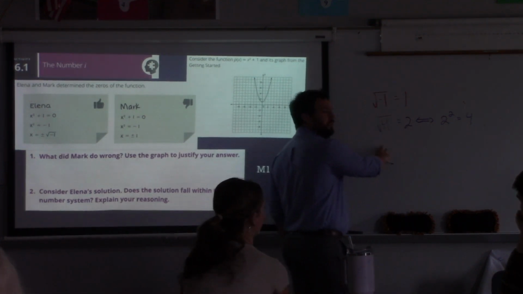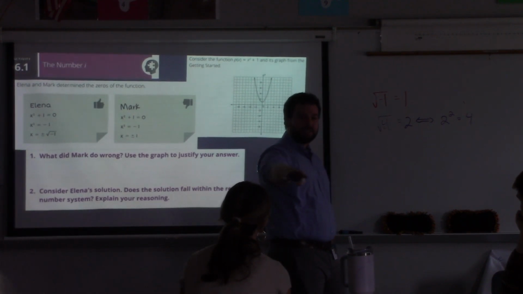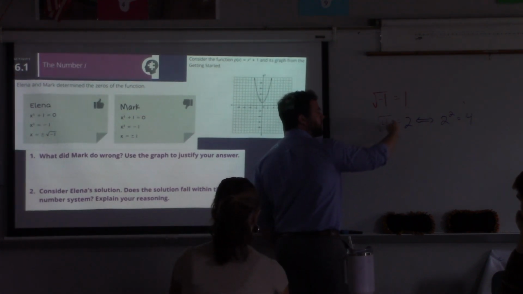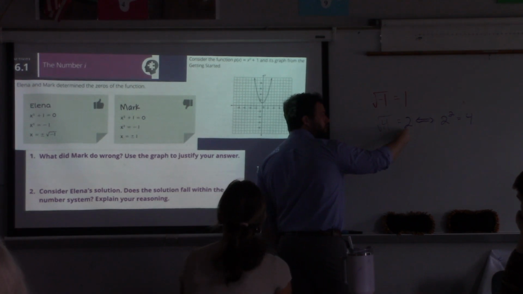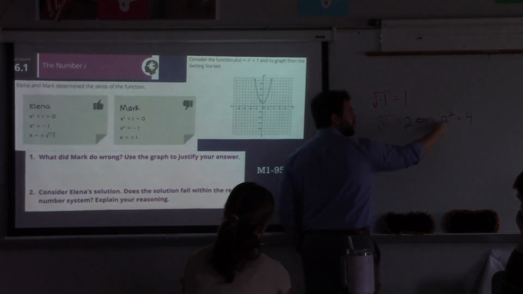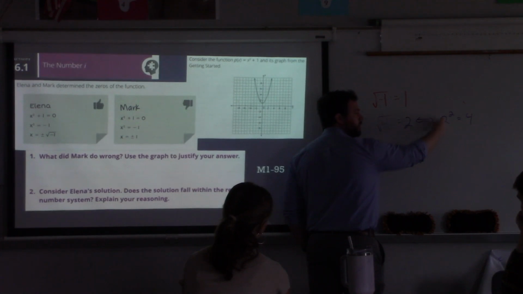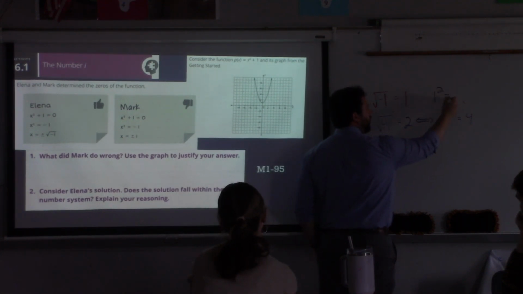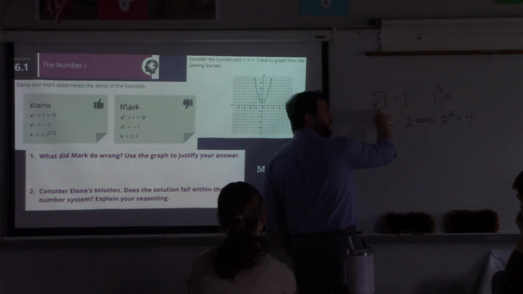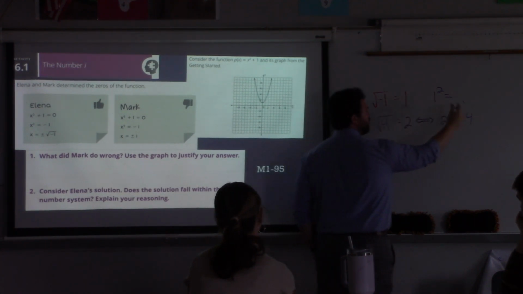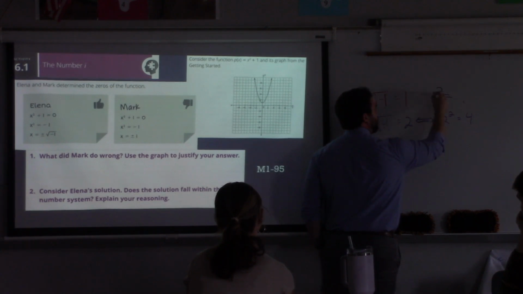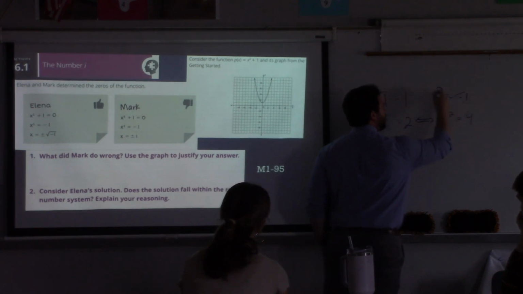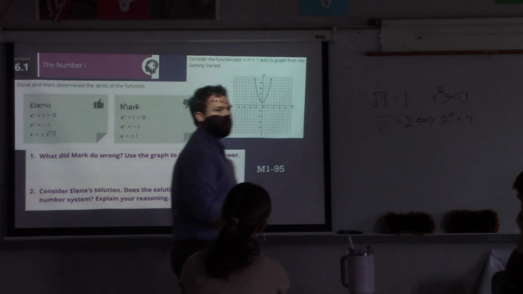Okay, right here though, I want you to go beyond the calculator. I want us to understand this. The square root of 4 is what? 2. Why? Because 2 squared is 4. So if I were to ask you, is 1 squared going to equal negative 1? No. Right? That's not going to work. So that's why Mark did it wrong.